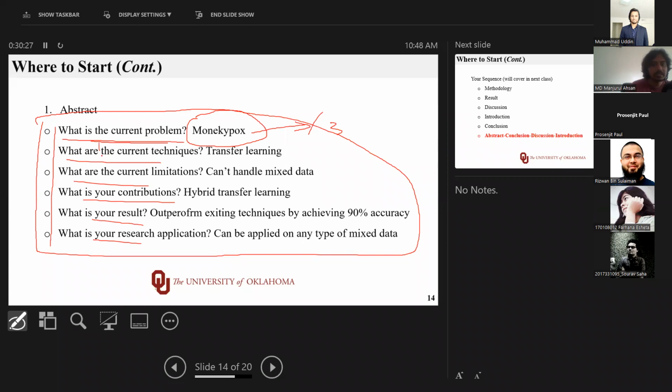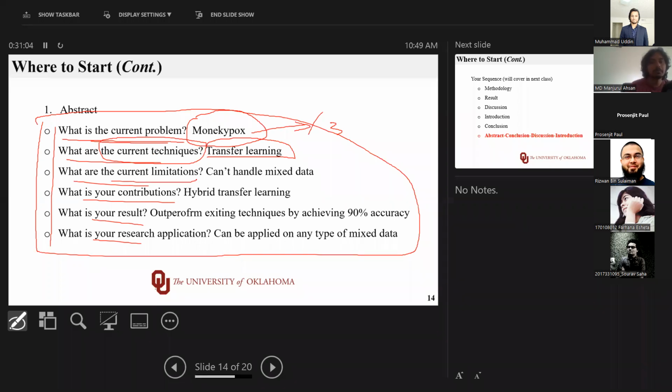What are the current techniques? Suppose you are from the image processing field. Then you can add one line: diseases such as monkeypox and chickenpox can be identified more effectively using advanced artificial intelligence techniques such as deep learning, neural networks, and transfer learning approaches. Okay, you're done. What is the current limitation?